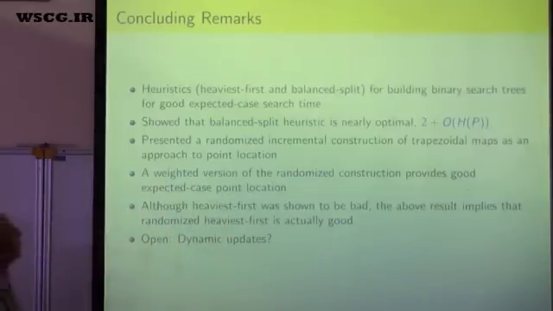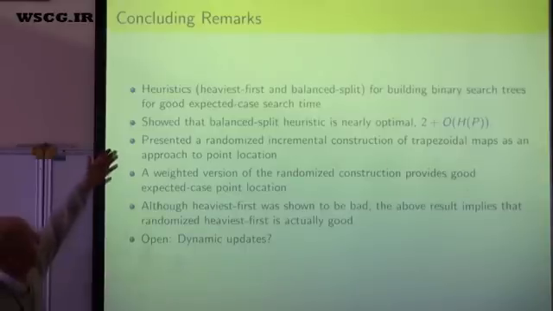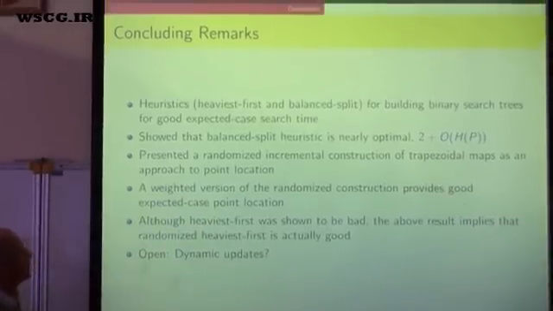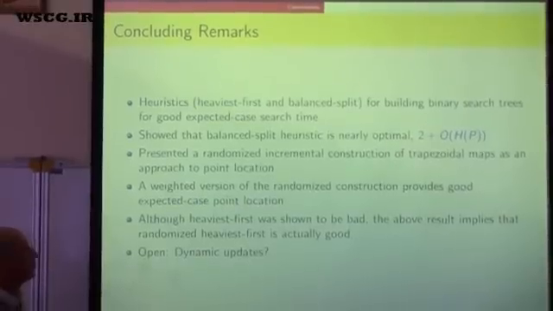The concluding remarks are: we discussed these two different heuristics for building binary search trees, with the idea of producing good expected case query times. We showed that the balance split heuristic is nearly optimal: basically, 2 plus some constant factor times the entropy. We presented this randomized incremental construction for point location in trapezoidal maps, and we showed that a weighted version of this generates a good expected case point location.